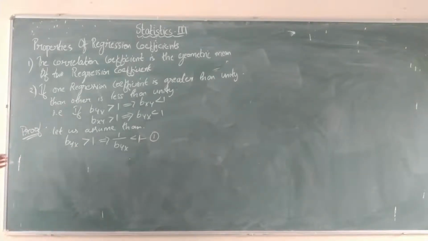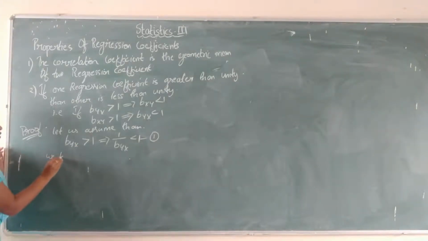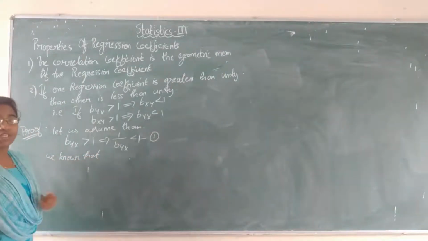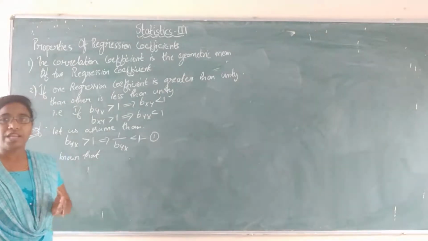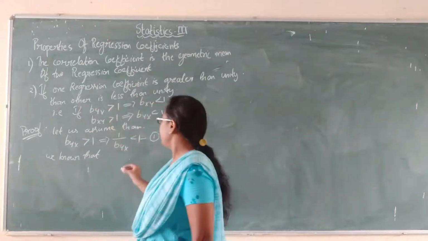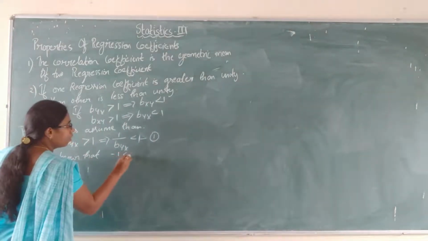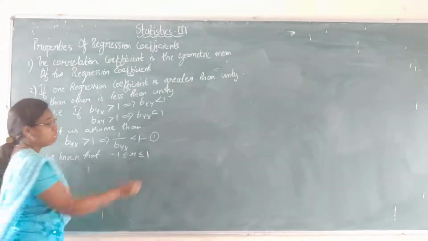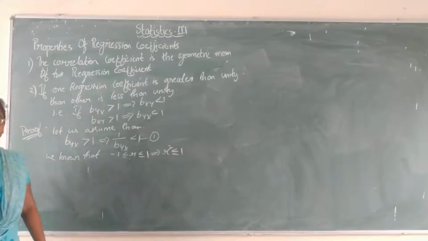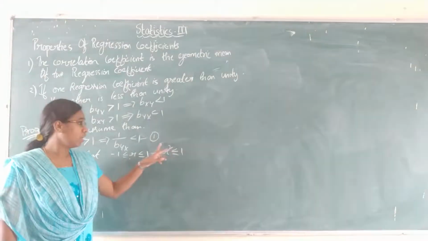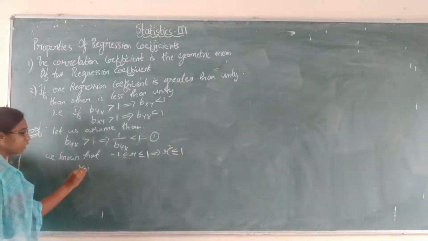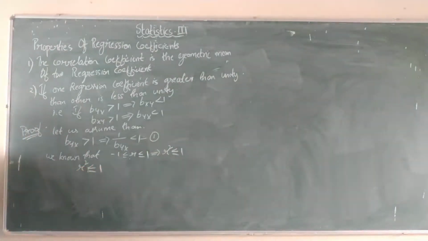And next, from the properties of correlation coefficient, what is the first property of correlation coefficient? That R lies between -1 and +1, right? So this can be written as R square is less than or equal to 1. So consider that, R square is less than or equal to 1.